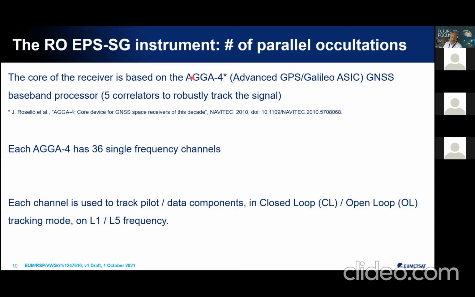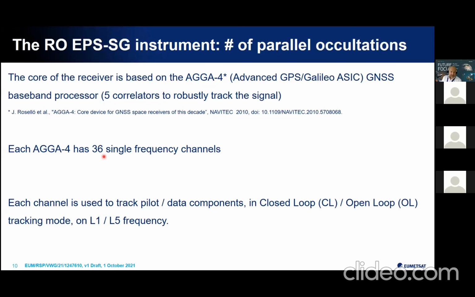correlators. This chip was developed under a European Space Agency contract some years ago. The AGGA-4 has 36 single frequency channels, and each channel is used to track the pilot or the data component in closed loop or in open loop tracking mode on L1 or on L5 frequency.